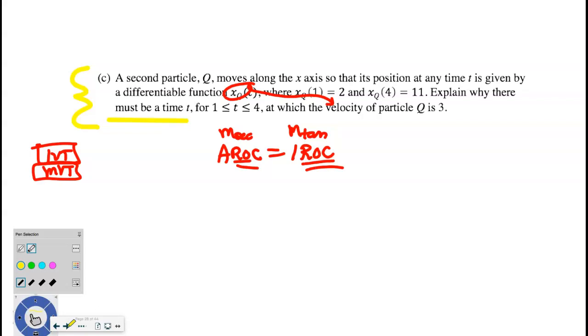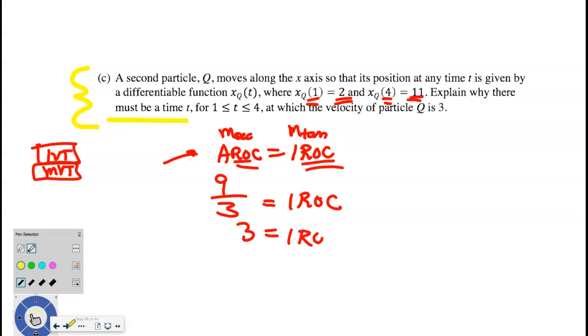Well, my average velocity would be change in position, which is 9 units, over change in time, which is 3 units. So maybe that was 9 feet in 3 seconds, and that's feet per second. That's my average, right? So this is equal to my instantaneous rate of change. So I do get the 3. That wasn't really a shocker because it said there must be a time. So I knew I was going to get a 3 with that average rate of change. But this is a 2-point problem, and I'm missing some stuff that's going to have me lose 1 point. Anyone know what I'm missing?